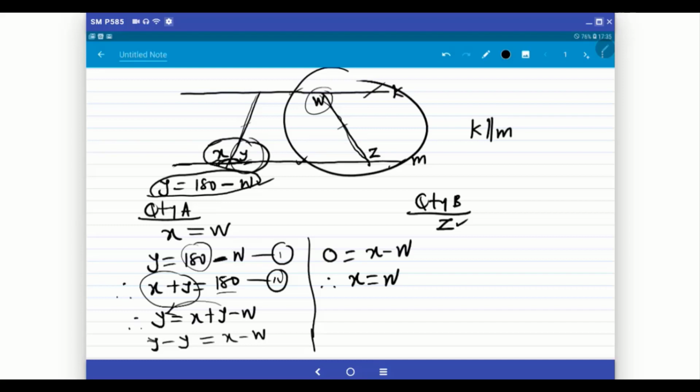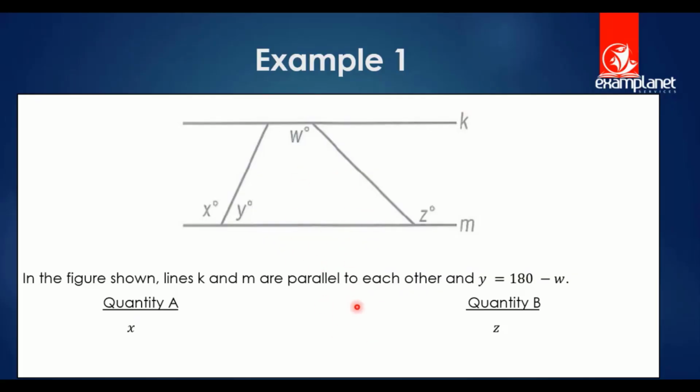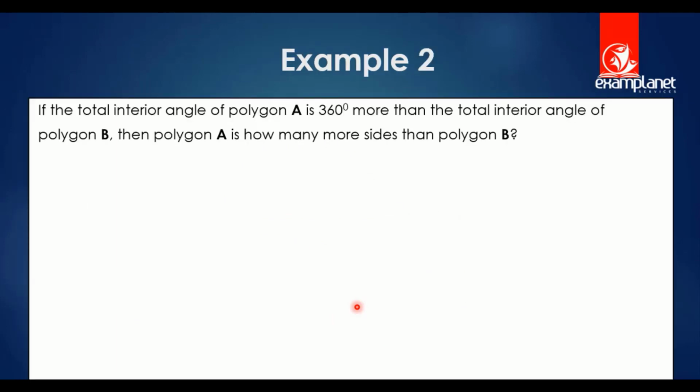Now, from this, what can you see? We can see alternate angles. That's W and Z, because these lines are parallel. So they are alternate angles. Hence, W is equal to Z, because they are alternate. W is equal to Z, and W is equal to X. So what does that mean? It means X is equal to Z. So the two quantities are equal. That is how we can solve this question, putting our reasoning into play. So our answer will be C: the two quantities are equal.